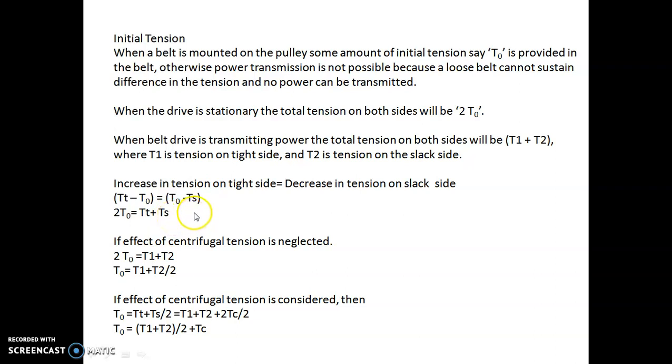Now if the centrifugal tension is neglected, Tt will become T1 and Ts will become T2. So T0 is equal to (T1 plus T2) upon 2. That is the initial tension. But when the effect of centrifugal tension is considered, then initial tension is equal to (Tt plus Ts) upon 2. That is, Tt is T1 plus Tc and Ts is T2 plus Tc, divided by 2. So the equation is (T1 plus T2 plus 2Tc) upon 2. So T0 is equal to (T1 plus T2) upon 2 plus Tc.